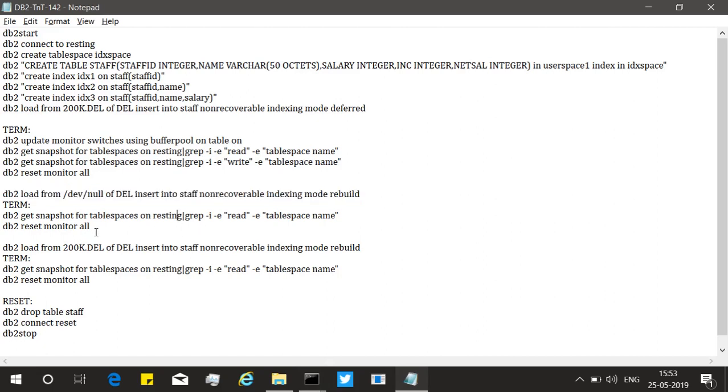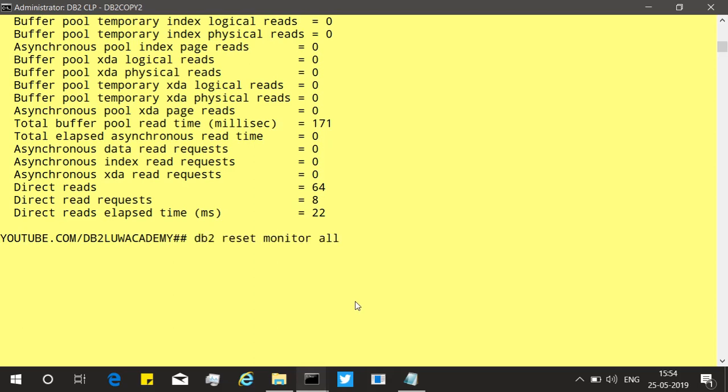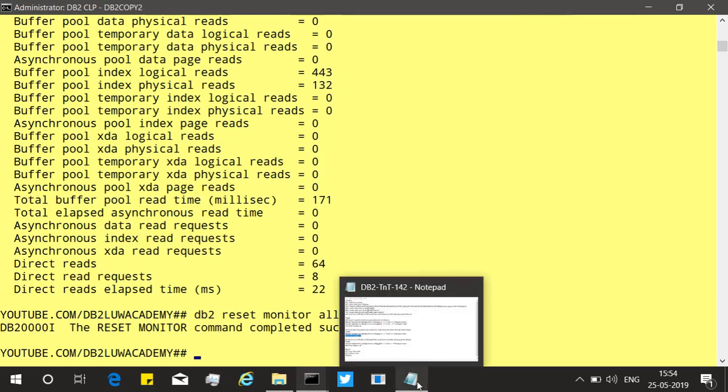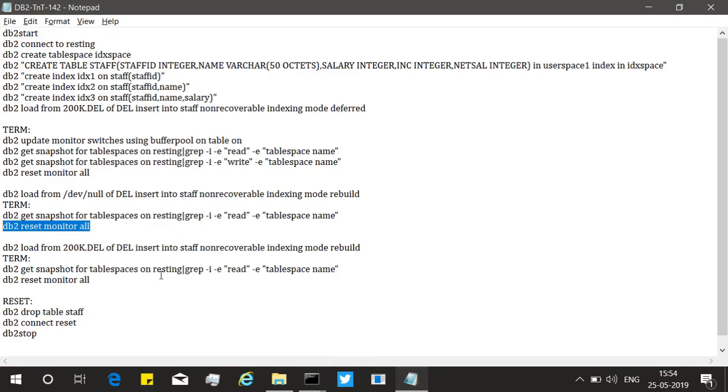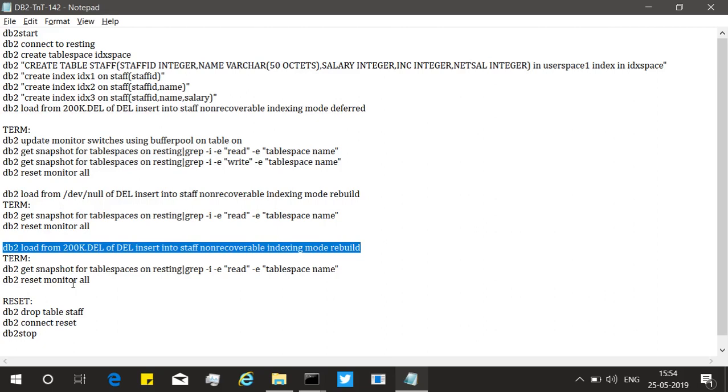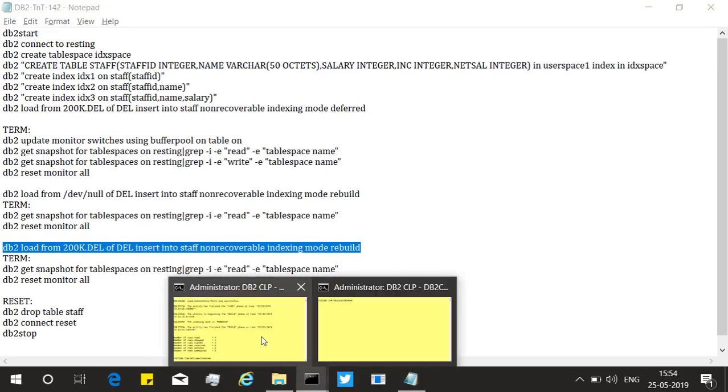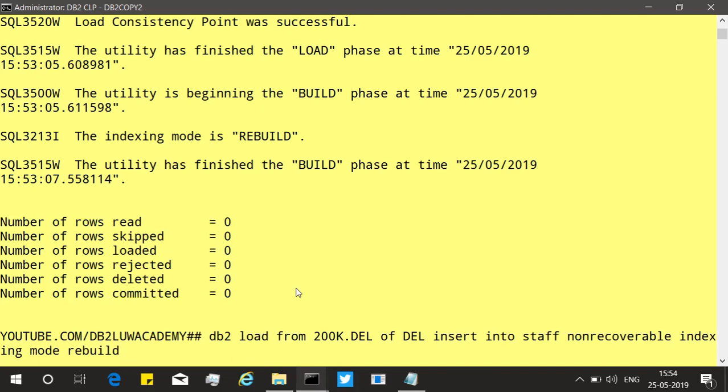I'm just going to do reset monitor all again. Okay, so I'm going to give another scenario. In this scenario, I'm going to load another 200,000 records. You know that 200,000 records are already there. I'm loading another 200,000, which means doubling the records, and I'm saying index rebuild. So this is another scenario. Let's do that.